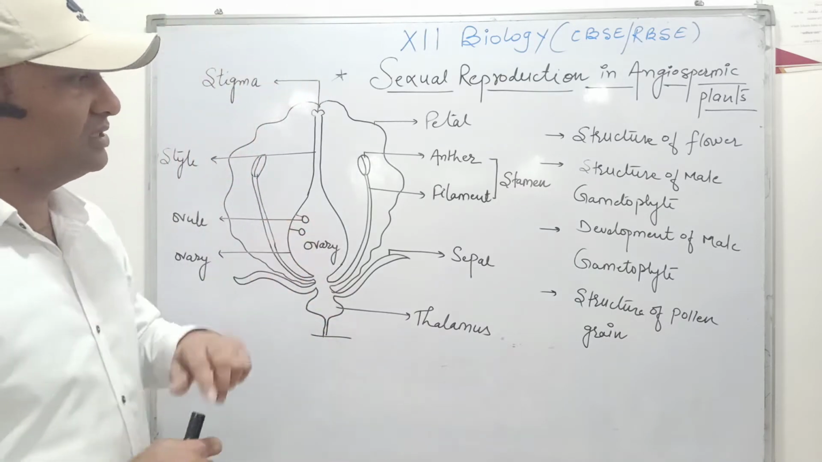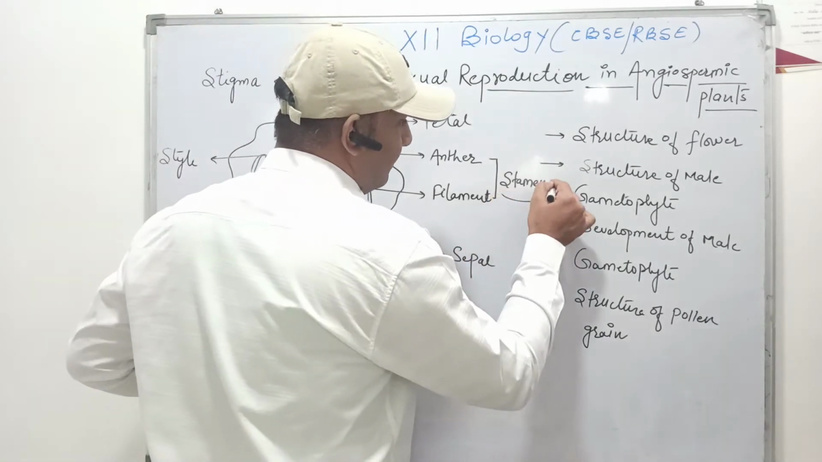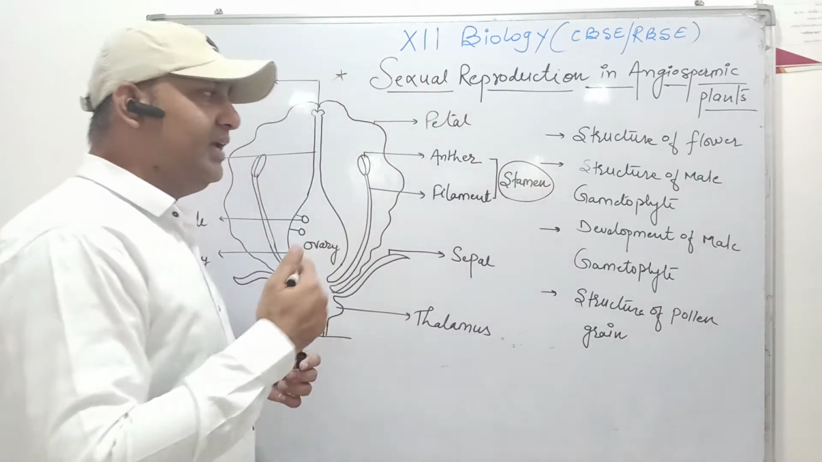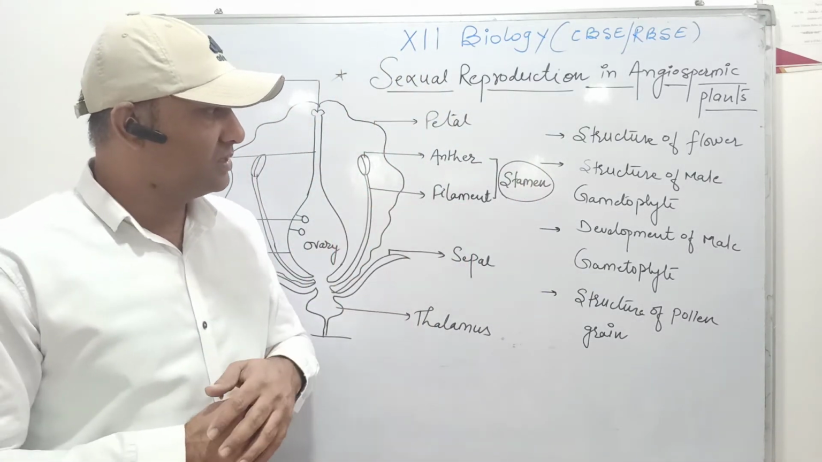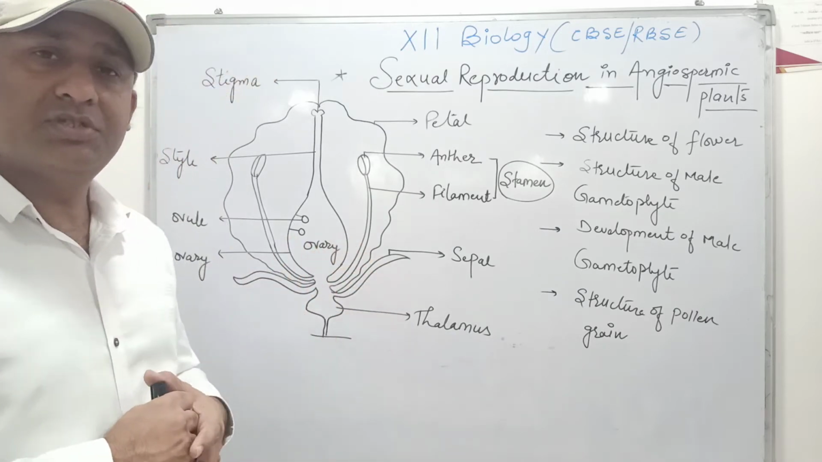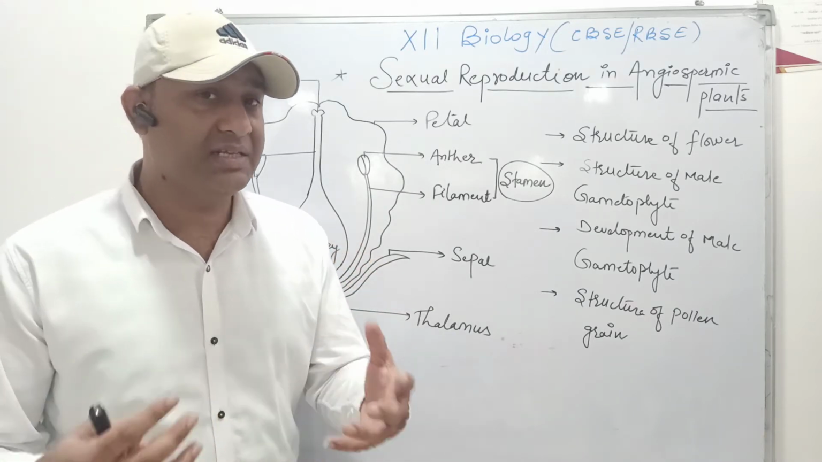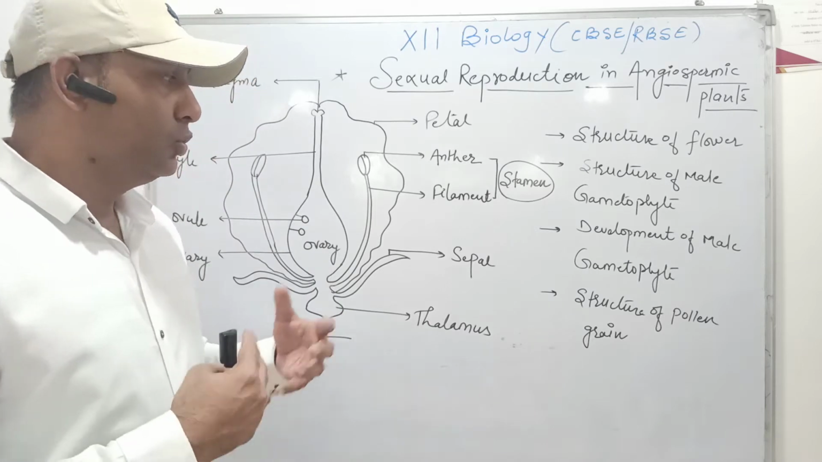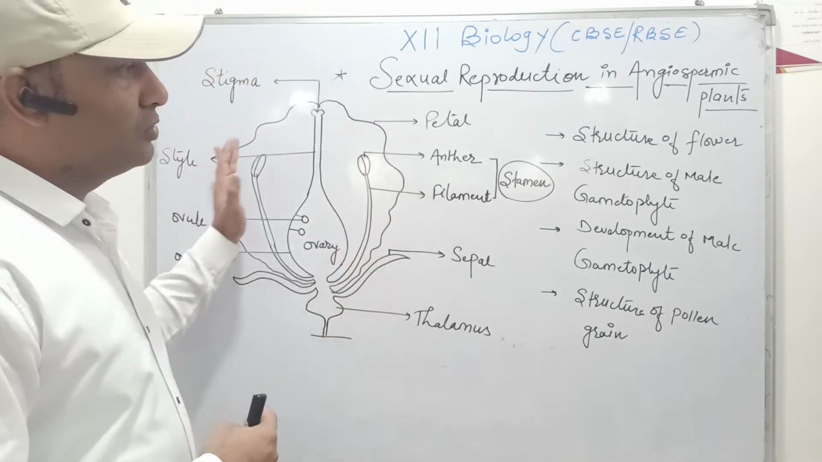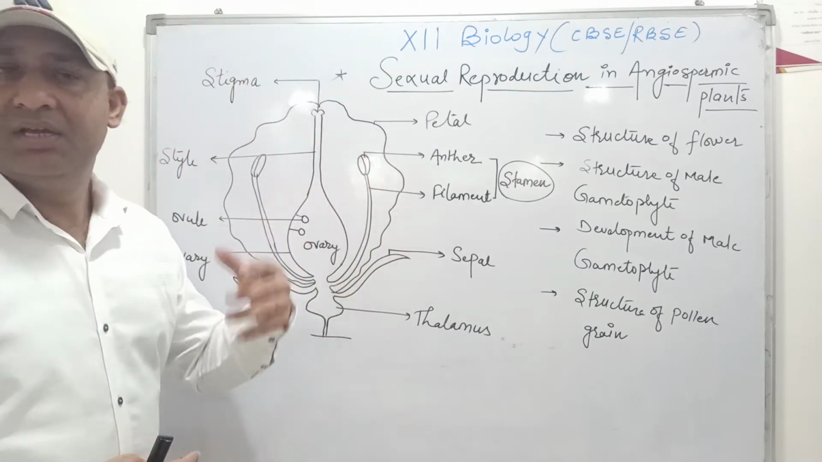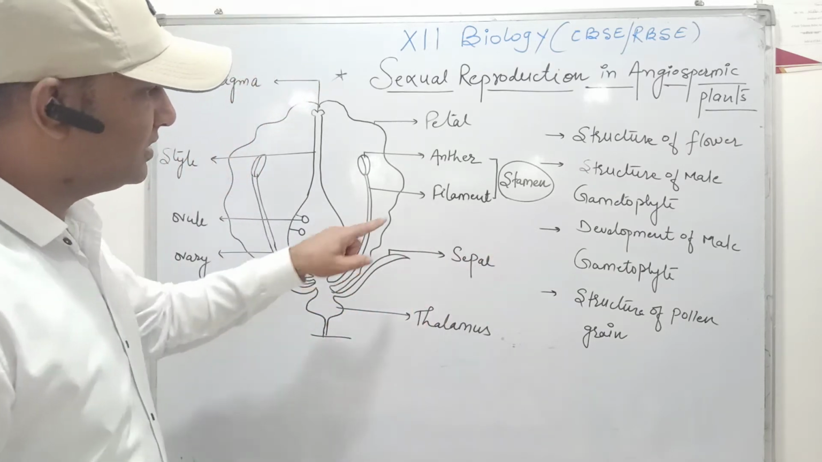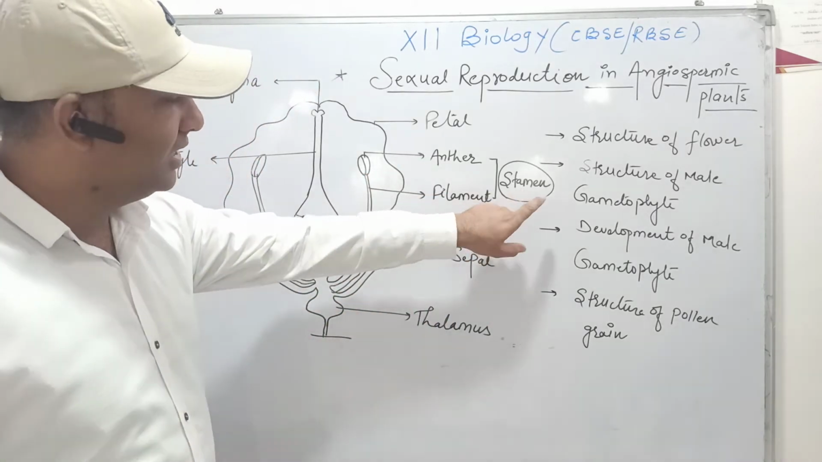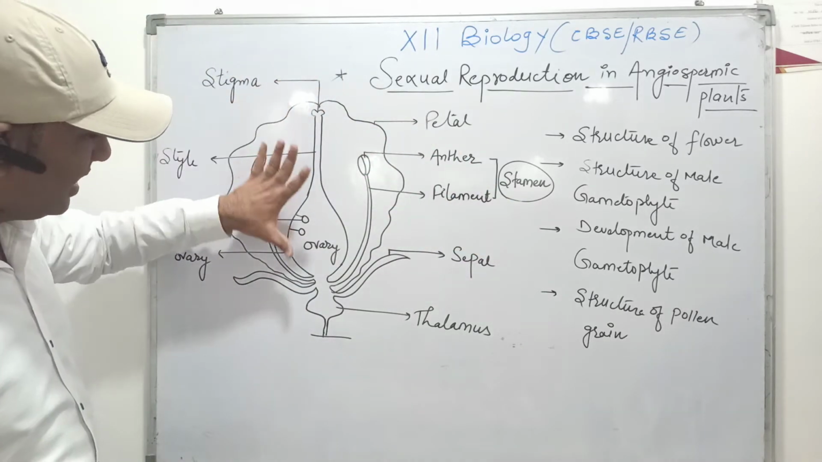The male structure consists of the stamen. Clear? Or we can bifurcate it: the first part is the reproductive structures and the second is called accessory structures. Clear? So first we will discuss the structure of flower, and then I will again draw the ray diagram so you can easily understand. So the male reproductive part is the stamen and the female reproductive part is the carpel.